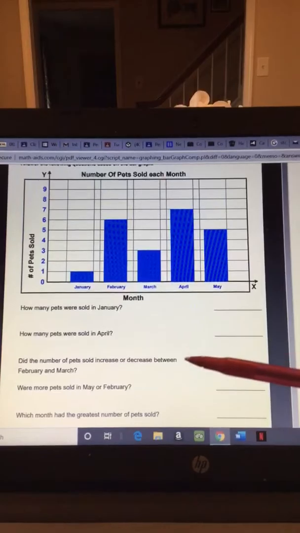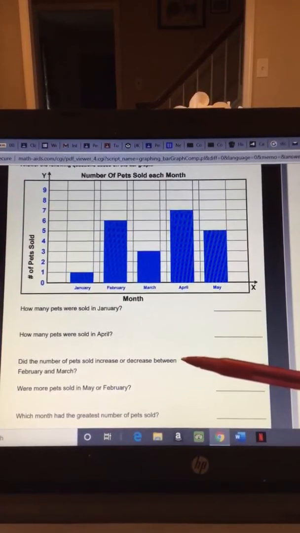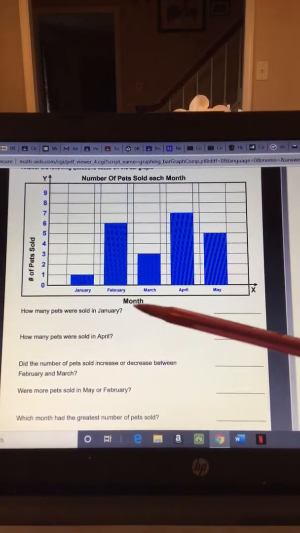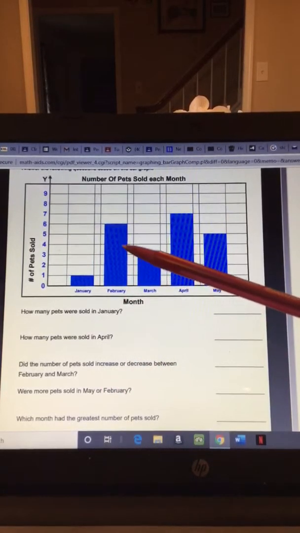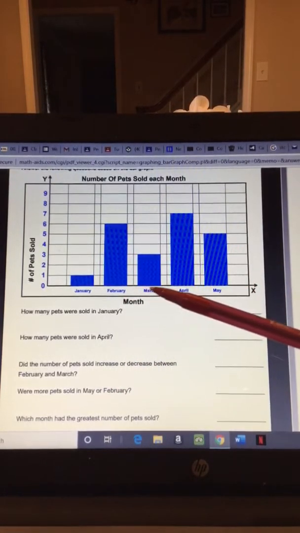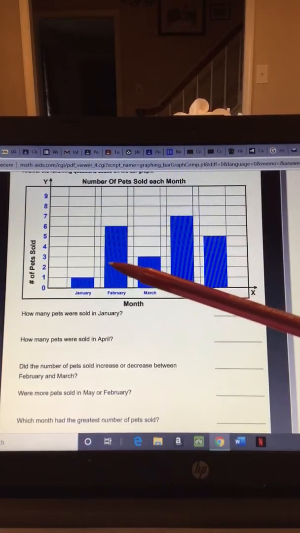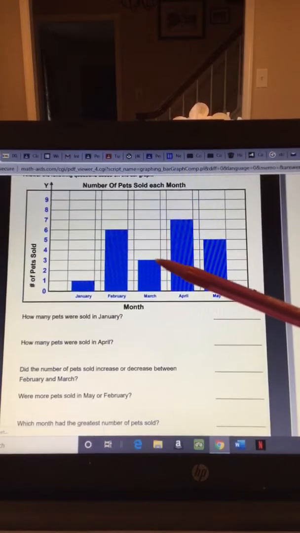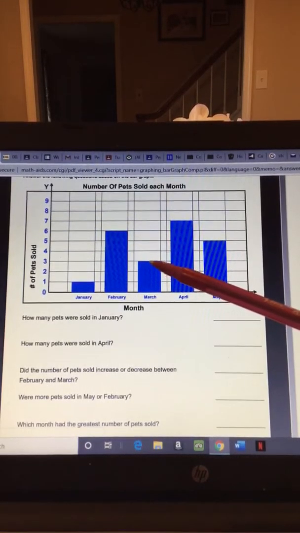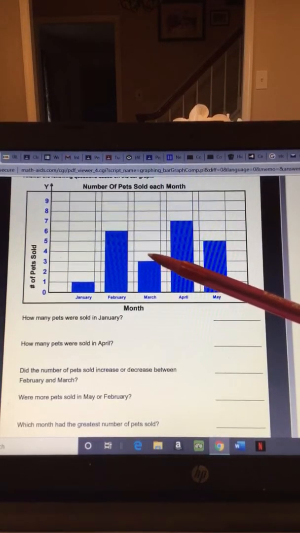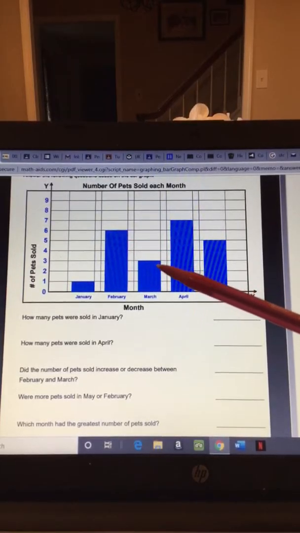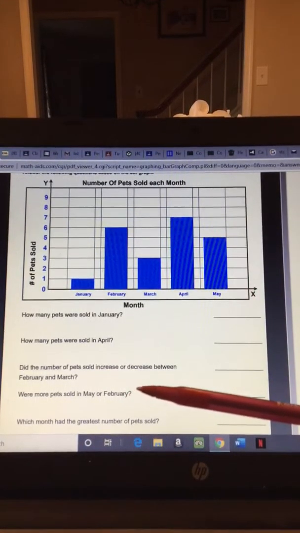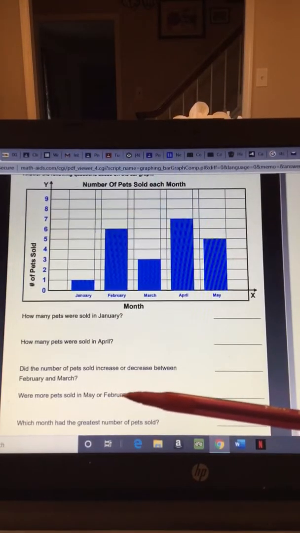Now, here's a great question. Did the number of pets increase or decrease between February and March? So our two data points are February and March. February is 6. March is 3. So did it increase between February to March or decrease? What do you think? Increase or decrease, Ant? Decrease? Yes, it decreased. It went down. Excellent.